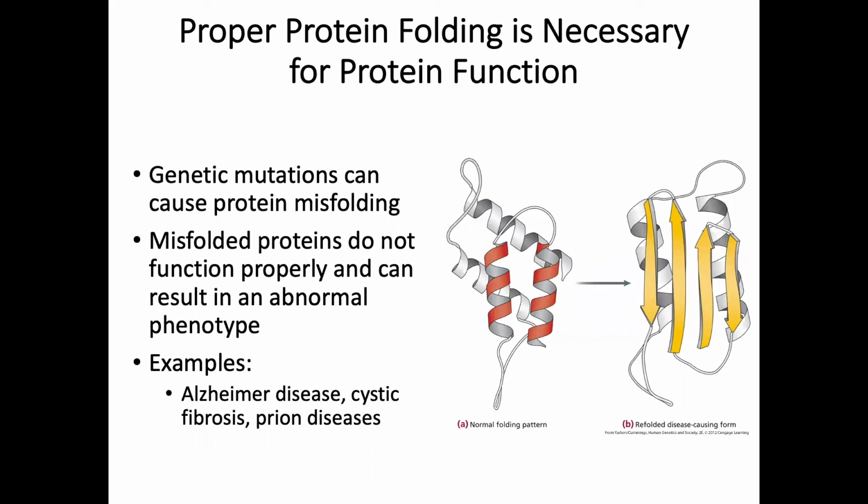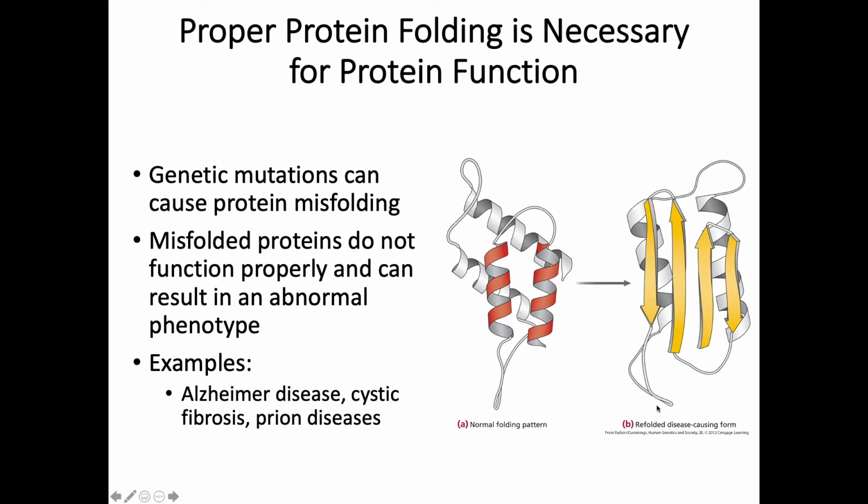If genetic mutations cause changes in amino acid composition, some proteins can be misfolded and result in disease. Like shown here in figure A, this is a normal folding pattern of a prion protein. Most of the protein is in a helical configuration, alpha helices, right? Shown in this red color. And then showing in B, this is a refolded protein. This is in a disease-causing configuration.